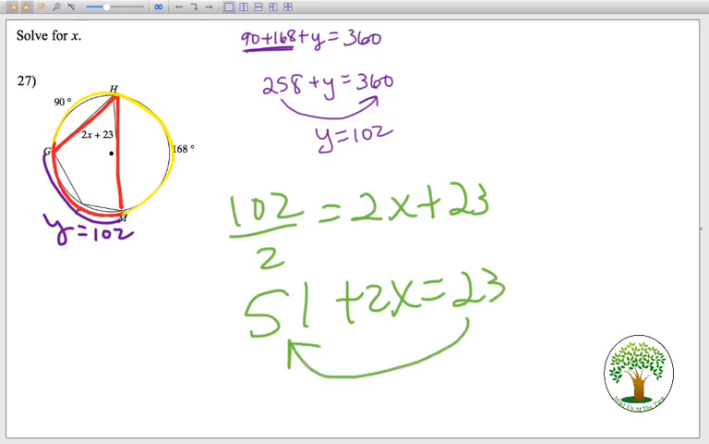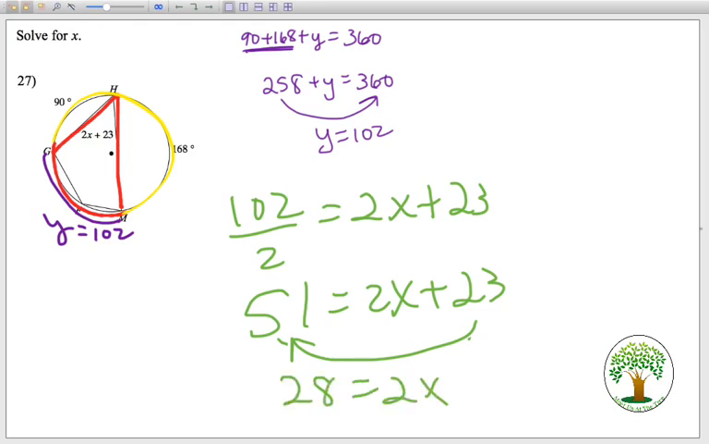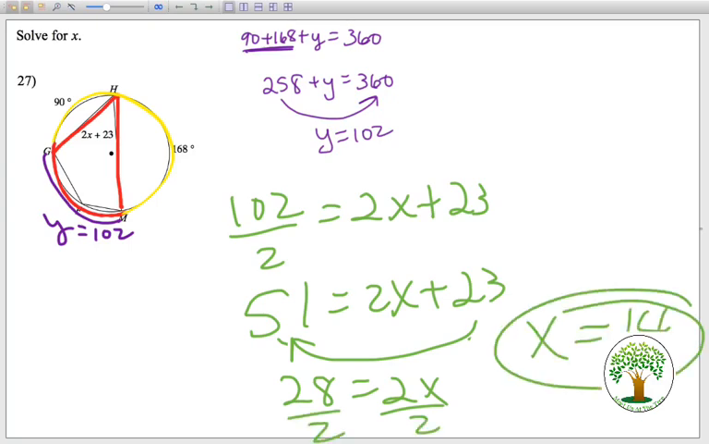Move that to the other side. I mean, we're going to move the 51 to the other side. Oh, wait. I had it. I'm sorry. Let's look at this. I should have an equal there and a plus there. We are going to move the 23 over here, and we're going to have 28 equals 2x. Divide by 2, and x equals 14.